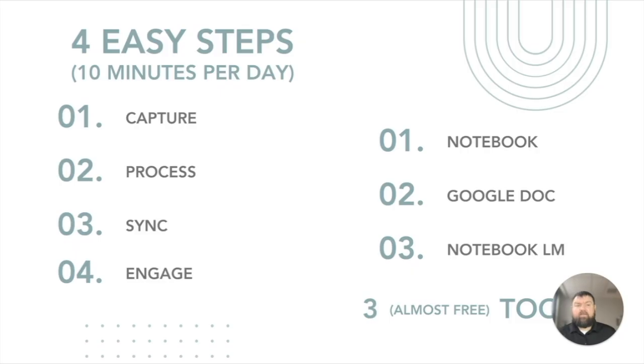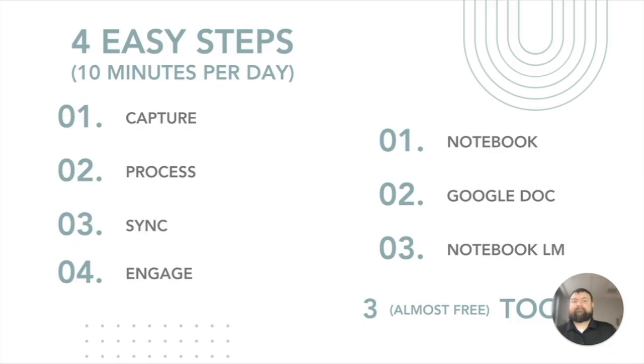Now, everything is free, and the reason I said almost free is a spiral bound notebook is going to cost you, I'm assuming, $1, $2. So almost free. That's the only thing that you're going to pay for, and the pen that you use to write. The Google Doc is free, absolutely free. NotebookLM is free. So the steps that we're going to go through are 4 steps. You're going to capture, you're going to process, you're going to sync, and you're going to engage.